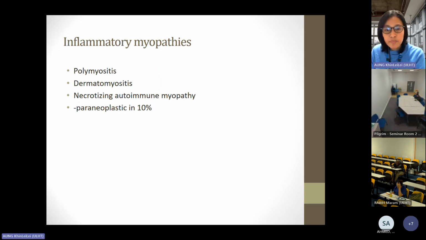Inflammatory myopathies: polymyositis, dermatomyositis. We now have a new diagnosis of necrotizing autoimmune myopathy. It can be paraneoplastic in 10%. So when you see a patient with inflammatory myopathy, you need to screen for malignancy appropriate to their age.